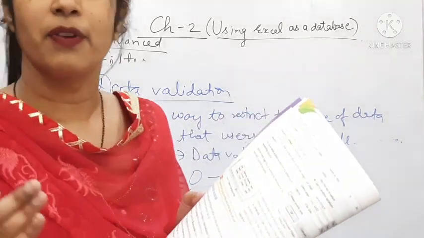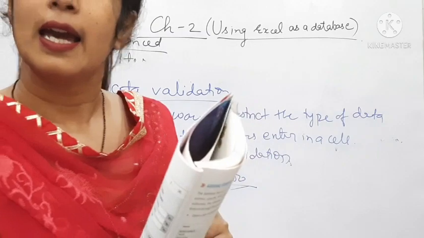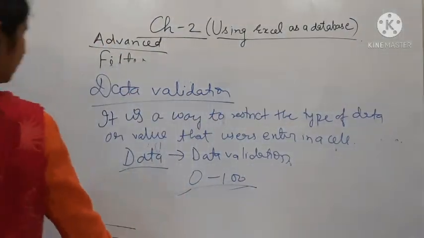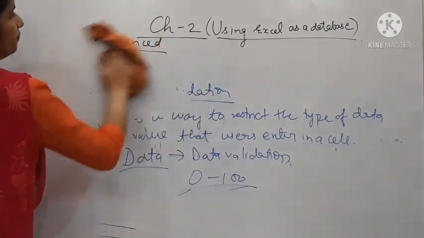Other than these numbers, if we are trying to enter, it will show us an error message. So this is the data validation. Okay, now next is subtotal.